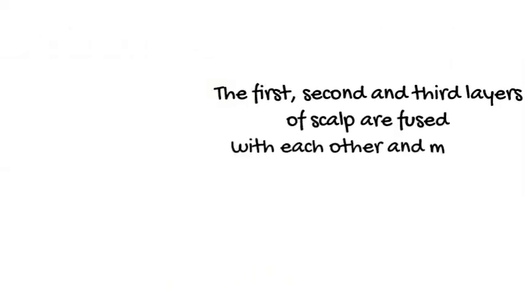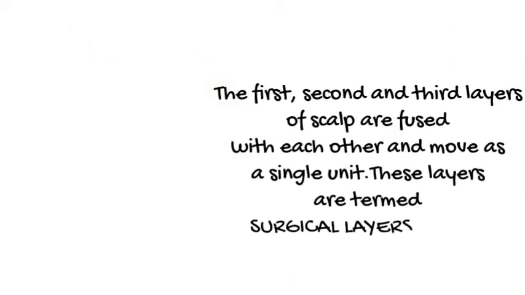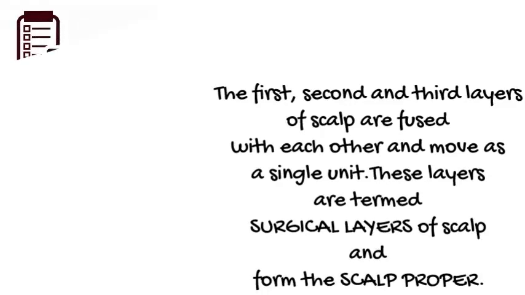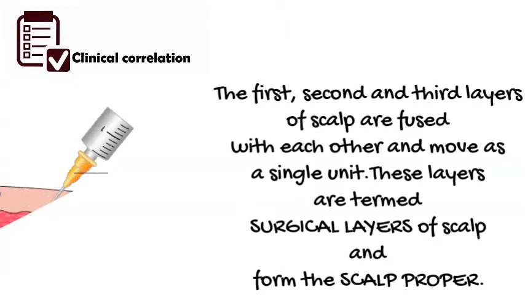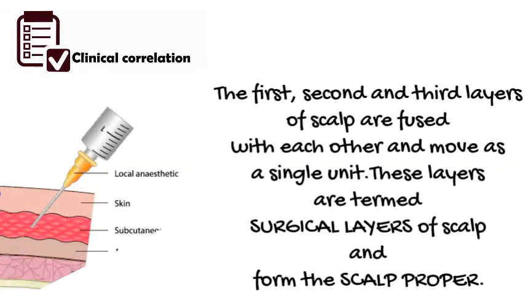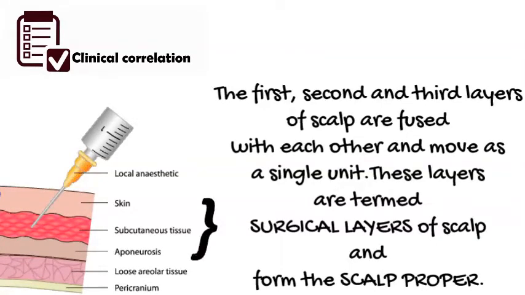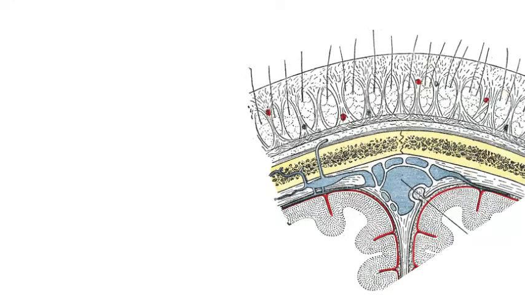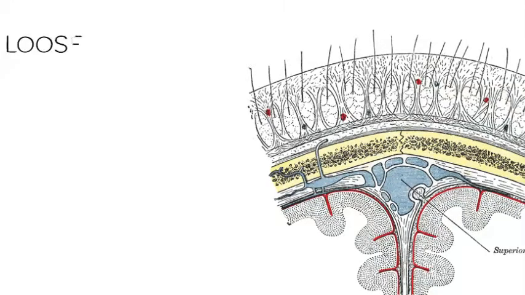Clinical correlation. The first, second, and third layers of the scalp are fused with each other and move as a single unit. These layers are termed the surgical layers of the scalp. The alternate contraction of the occipital and frontal bellies moves the scalp forwards and backwards. The next layer is loose areolar tissue or the subaponeurotic layer.